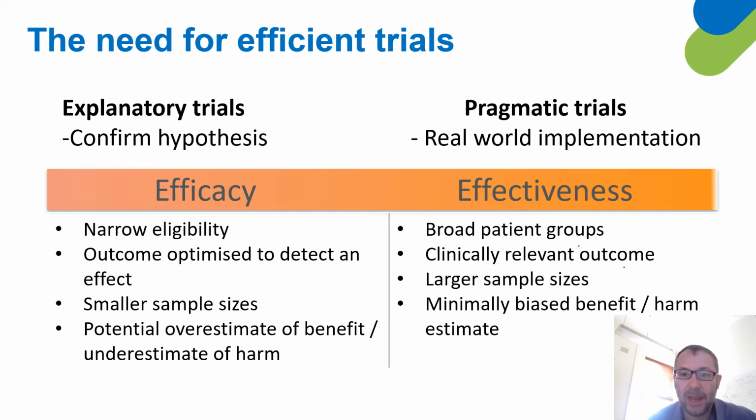Pragmatic trials, on the other hand, tend to enroll from broad patient groups, so the entire population. They use an outcome that is clinically important. Because of this, they tend to require larger sample sizes, and they tend to reflect the true benefit and true harm associated with an intervention when that intervention is used in the real world.